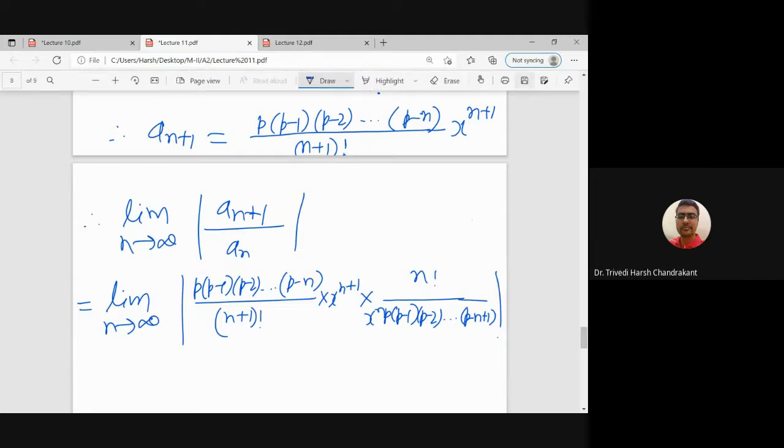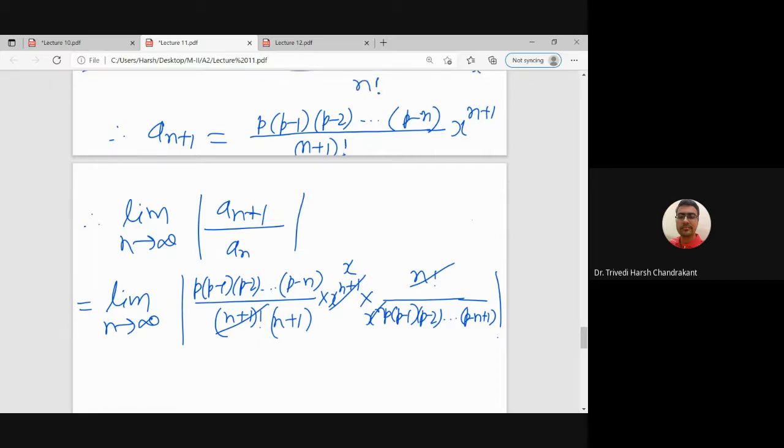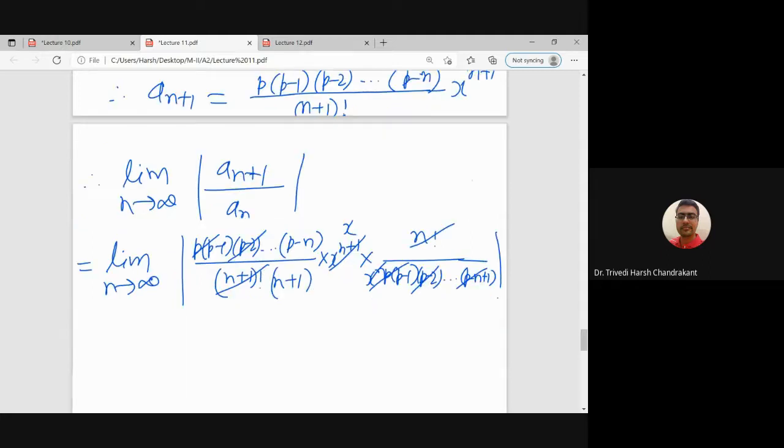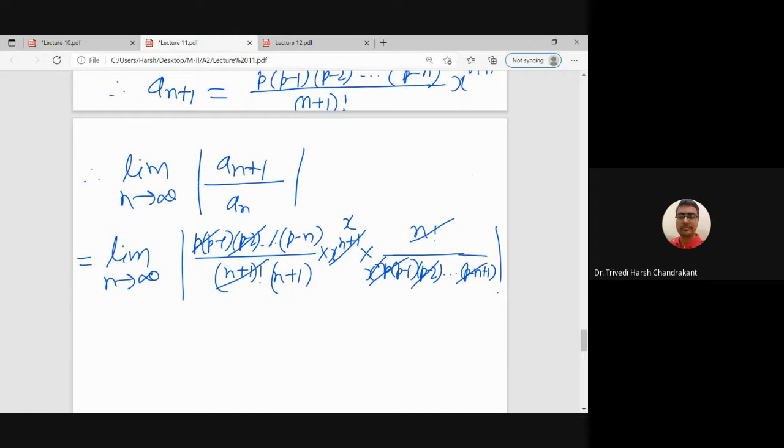Okay. So now we can see that we can cancel x power n. X will remain. This n factorial will cancel out, and all other terms will cancel out except p minus n. Right. So all this term will cancel out. Only p minus n will remain. So this is nothing but limit n tends to infinity p minus n divided by n plus 1 into x, modulus of this.